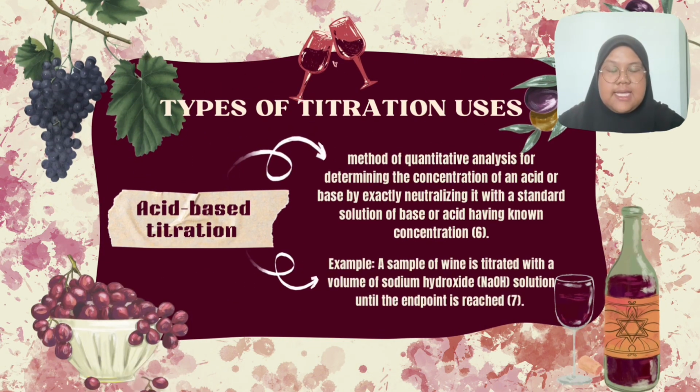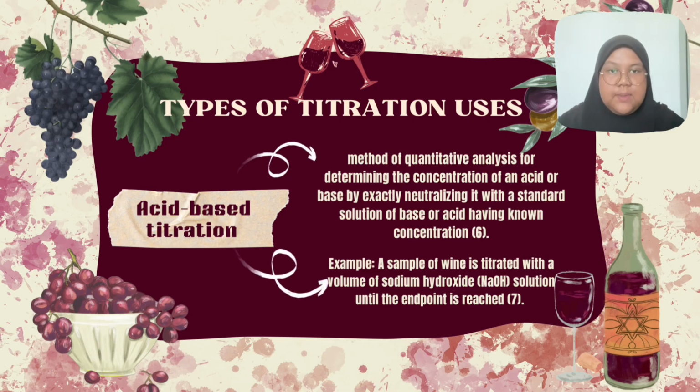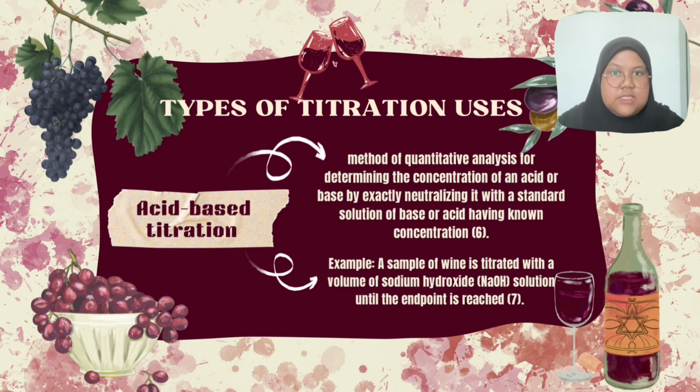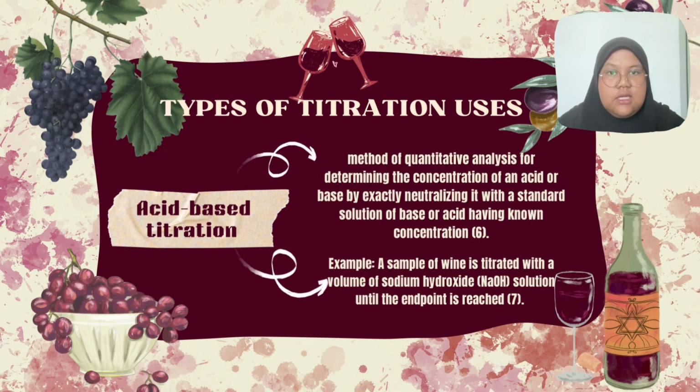For winemaking, acid-base titration is widely used to measure the acidity of wine. Acid-base titration is a laboratory technique used to determine the concentration of an acid or a base through a neutralization reaction. For example, to apply this acid-base titration in winemaking, sodium hydroxide is added to a wine sample until all the acids are neutralized. The volume of sodium hydroxide used is then measured to calculate the wine's titratable acidity.